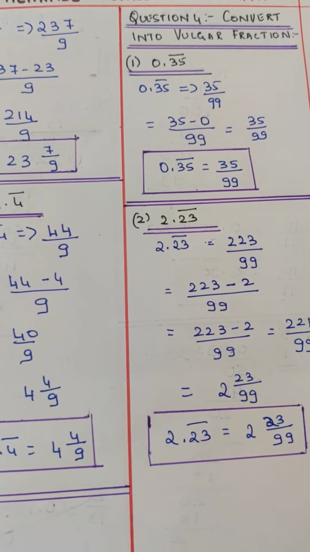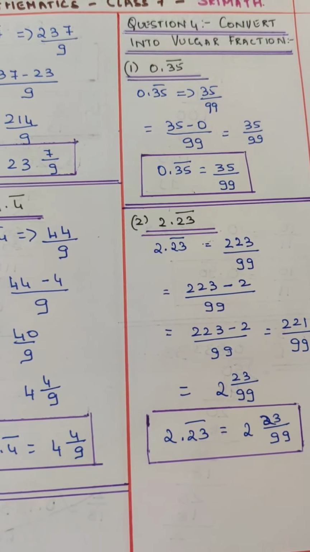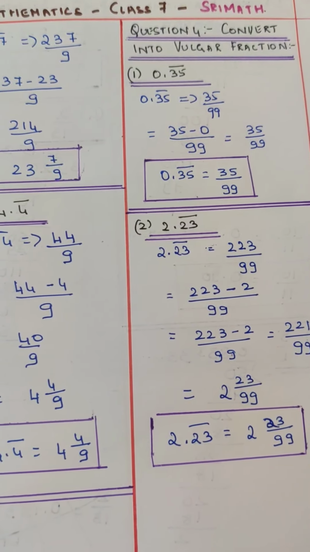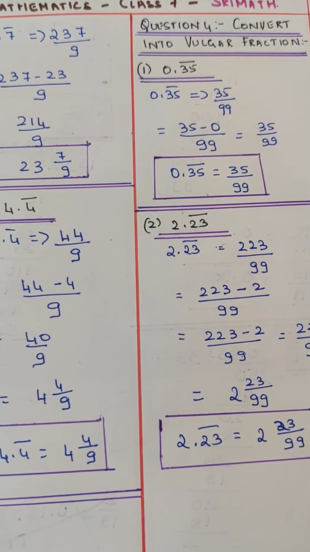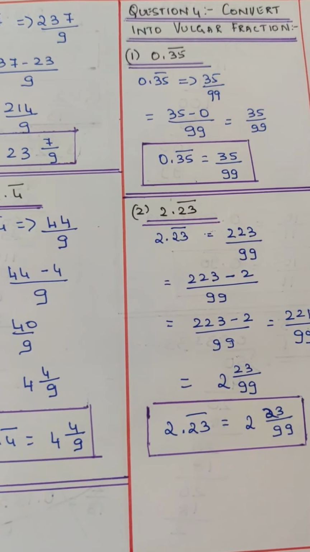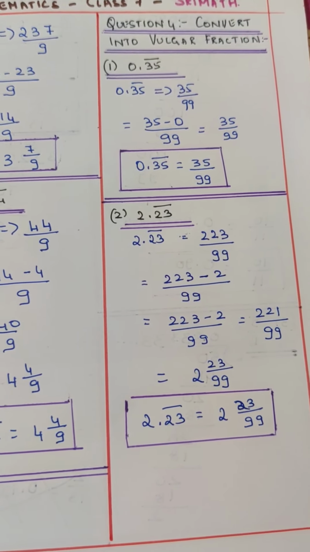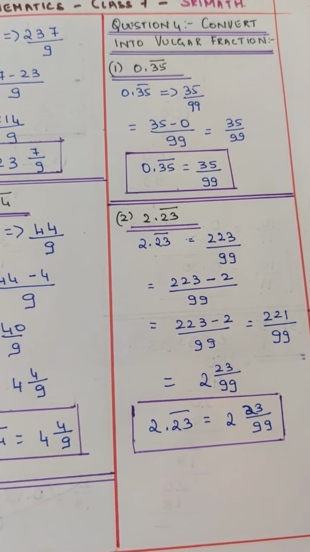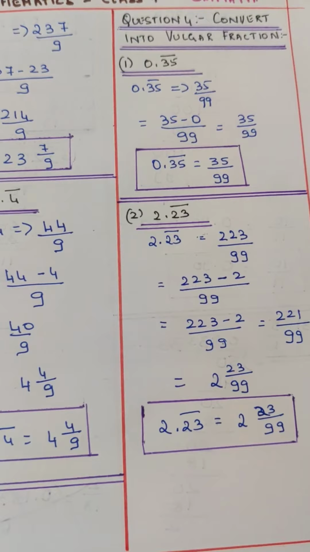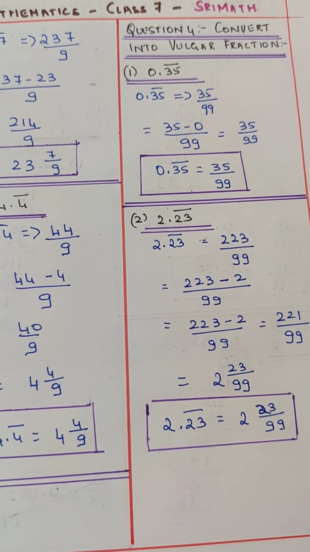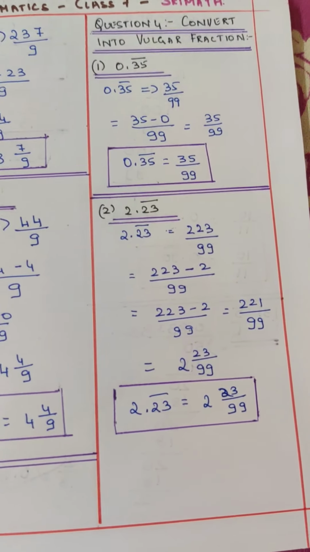Now it is 2.23 and 23 has got the bar. So it becomes 223 by 99 because you have two digits where the bar is. So you get 223 minus 2 because you have a 2 in front of the decimal. Therefore, it becomes 223 minus 2 by 99. That is nothing but 221 by 99. So when you convert this fraction into a mixed fraction, you get 2 23/99. Therefore, 2.23 bar is equal to 2 23/99. Hope this is clear.